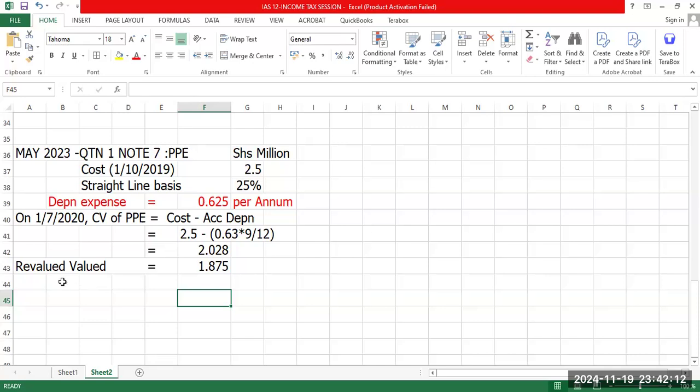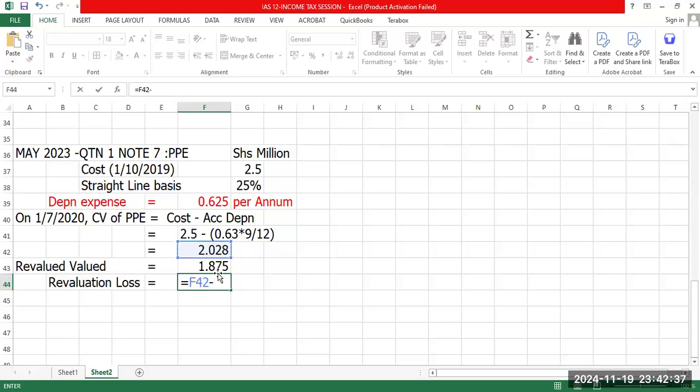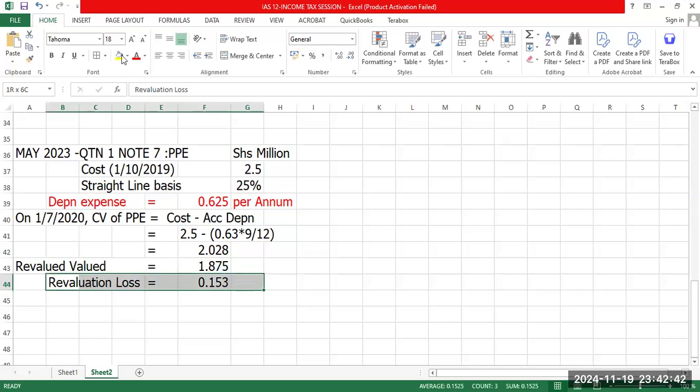So do we have a revaluation gain or revaluation loss? Revaluation loss. This is the revalued amount, but here we have a revaluation loss. Of how much? Okay, that is a loss. You put a star. Then you proceed.